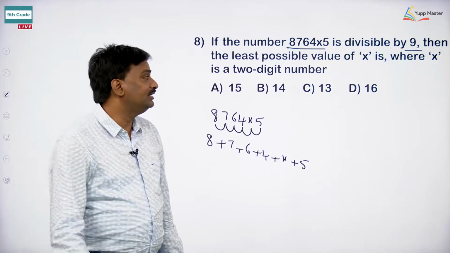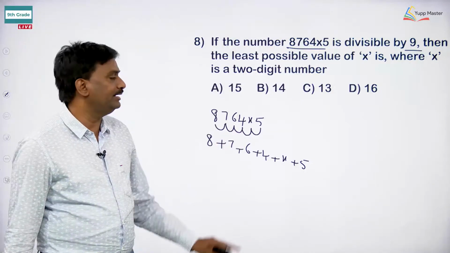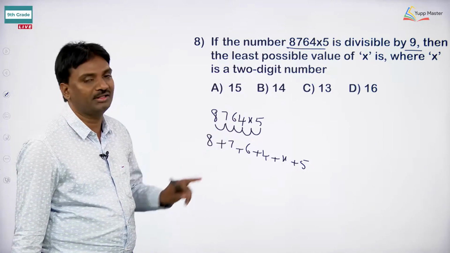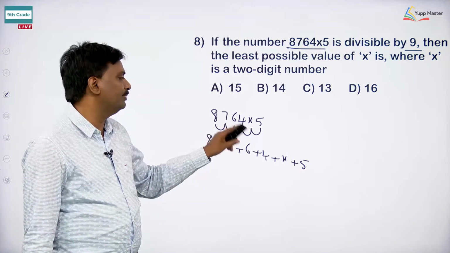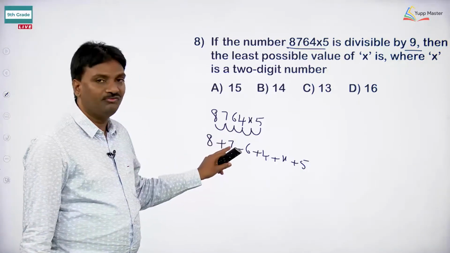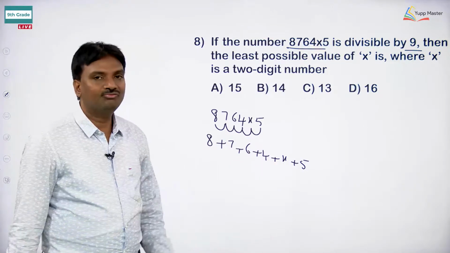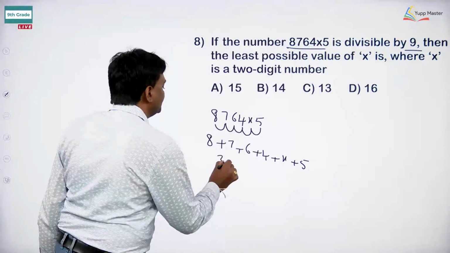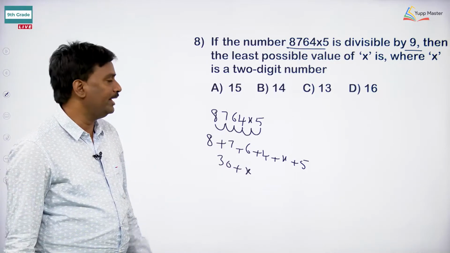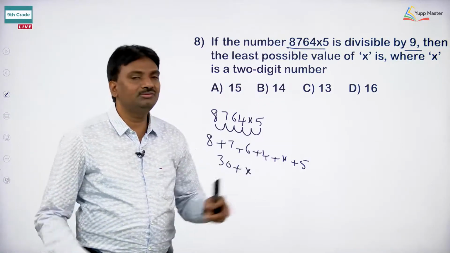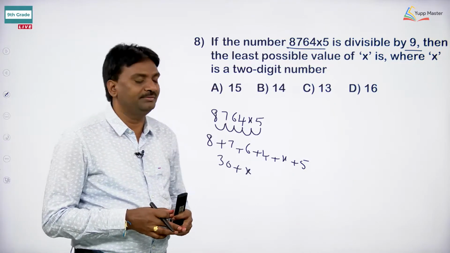8764x5, that is divisible by 9. So, by adding all the digits of this number, 8 plus 7 plus 6 plus 4 plus x plus 5: 8 plus 7 is 15, 15 plus 6 is 21, 21 plus 4 is 25, plus 5 is 30, so 30 plus x. Now, in place of x we have to take 15, 14, 13, 16. But according to the problem, the number must be divisible by 9.